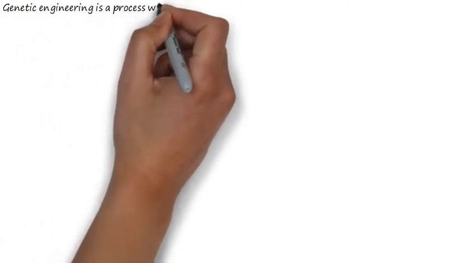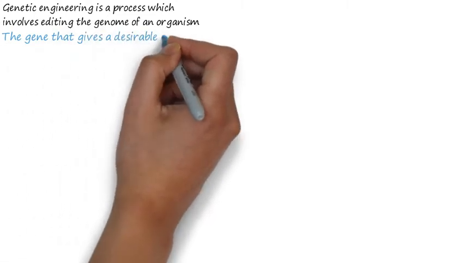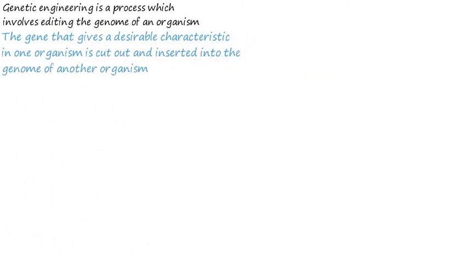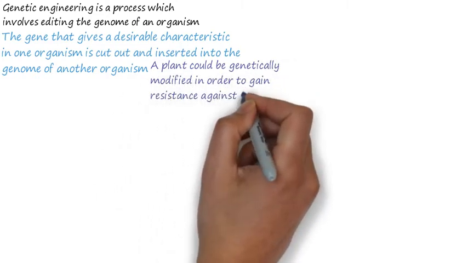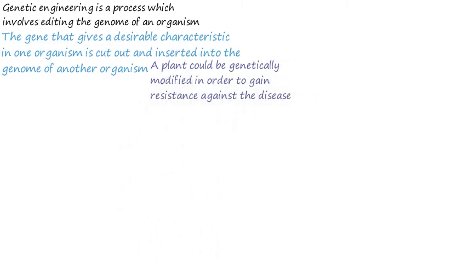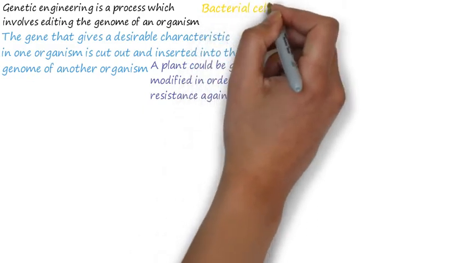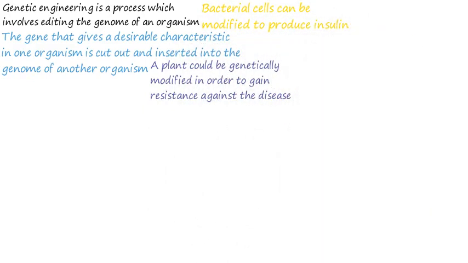Genetic engineering is a process which involves editing the genome of an organism. In genetic engineering, the gene that gives a desirable characteristic in one organism is cut out and inserted into the genome of another organism. In this way, the organism which has been genetically modified will gain a new desirable characteristic. This is useful if a disease is drastically affecting some plants. A plant could be genetically modified in order to gain resistance against the disease.